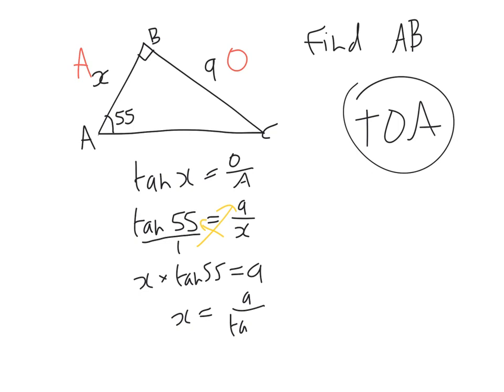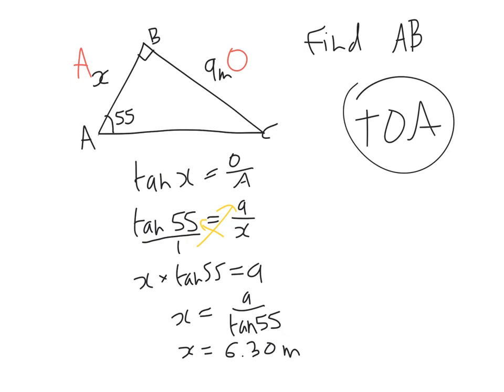Sorry about my writing, that was terrible. This is like writing with a crayon. And then you put that in your calculator. Probably take a new line if you can and run out of space. 9 divided by tan 55 is 6.30 to 3 sig figs. Again, with no units here, let's just go with meters this time.